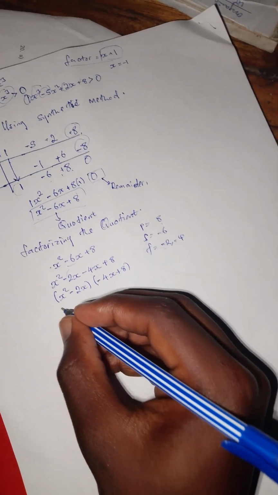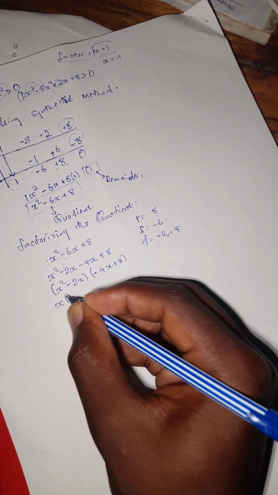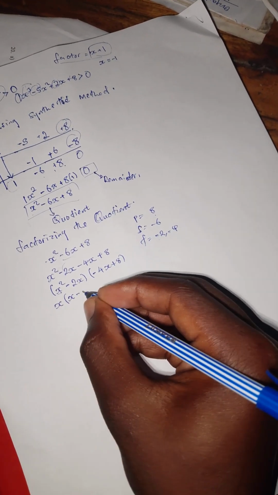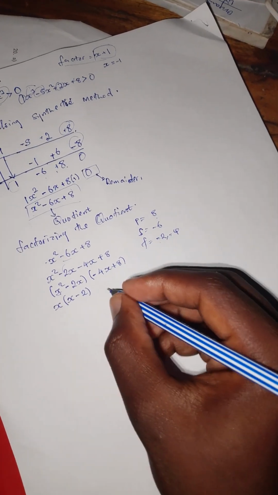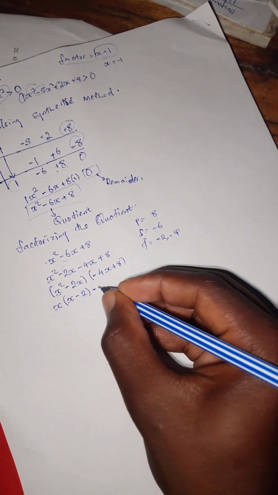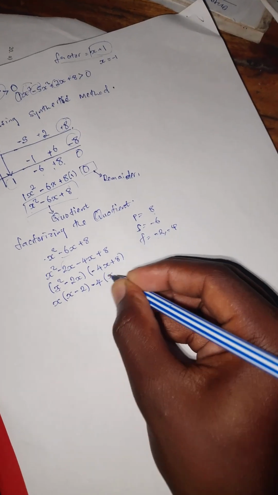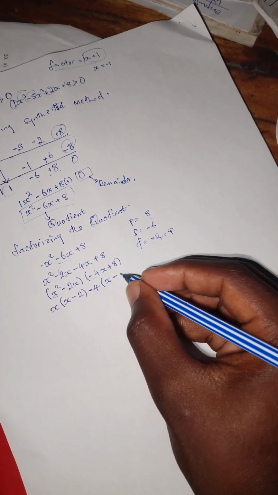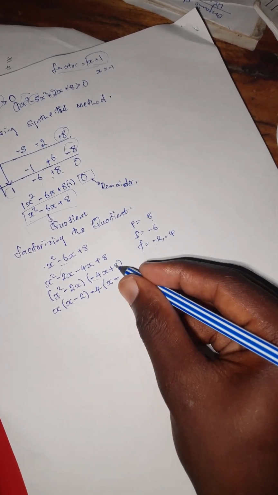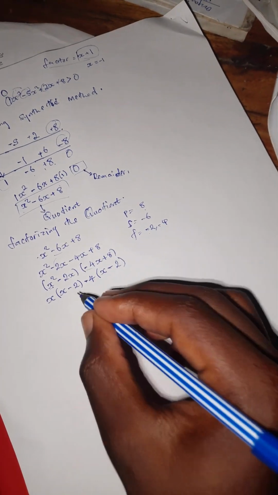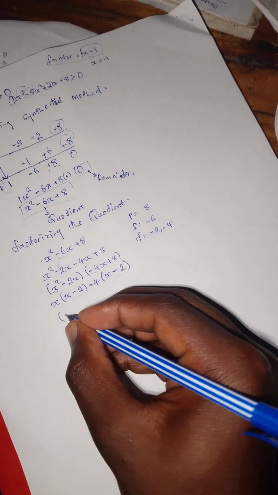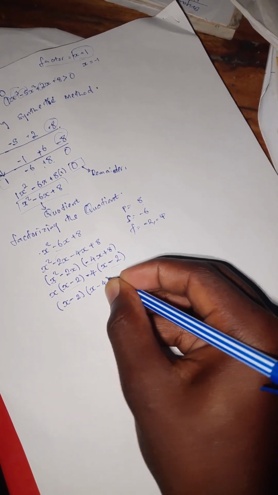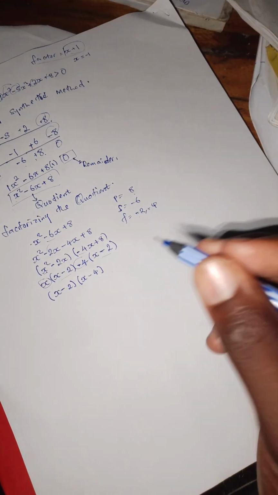What is common in here? You realize we've got x, so factoring out x will remain with x minus 2. What is common here? Negative 4. Removing negative 4 will remain with x, and negative times negative gives you a positive, so this in total gives you 2. Realize this one and this one are common, so you group them together: x minus 2, x minus 4, the ones which are not common.